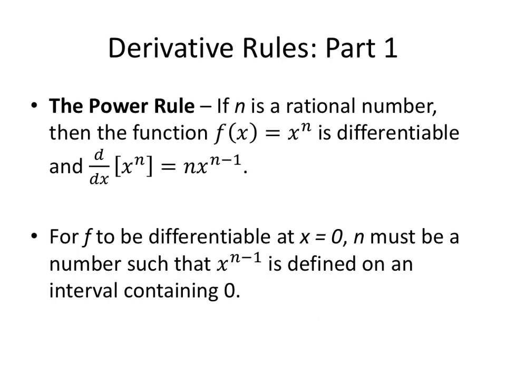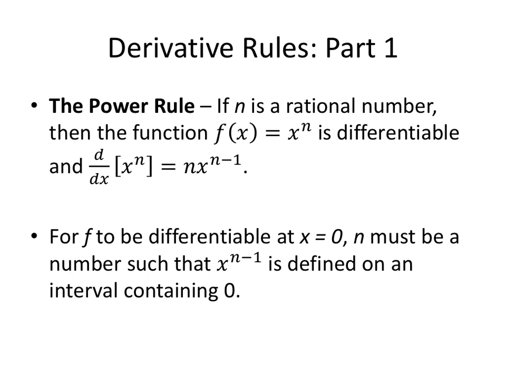Power rule. If n is a rational number, then the function f of x equals x to the n is differentiable, meaning the derivative exists, and the derivative of x to the n, where x is our variable, is equal to n times x to the n minus 1. So we bring down the exponent and we subtract 1 to get the new exponent. Don't forget the x. A lot of people forget to write the x.